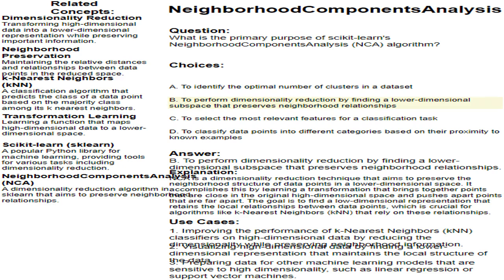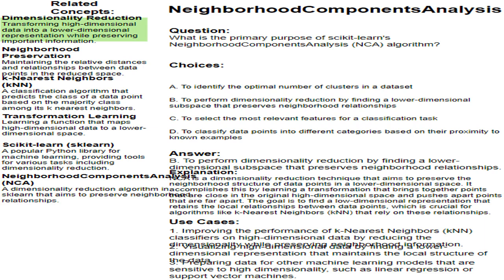B. To perform dimensionality reduction by finding a lower dimensional subspace that preserves neighborhood relationships. Correct. NCA is a dimensionality reduction technique that aims to preserve the neighborhood structure of data points in a lower dimensional space. Dimensionality reduction: image recognition, reducing the number of pixels in an image while retaining key features for faster processing. Consider a dataset of images, each represented by a vector of pixel values.